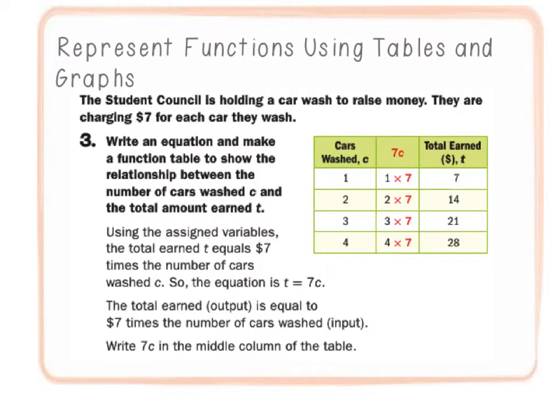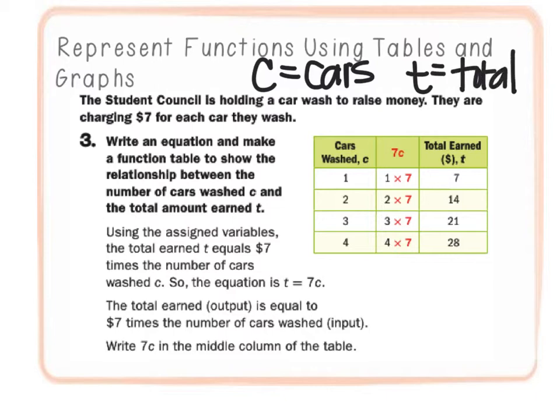Here's an example for when we need to represent a function using tables and graphs. Before we put it into an equation, now we need to do a table and a graph. The student council is holding a car wash to raise money. They are charging $7 for every car they wash. Write an equation and make a function table to show the relationship between the number of cars washed, C, and the total amount earned, T. If I do $7 for each car, that would be 7C equals the total.